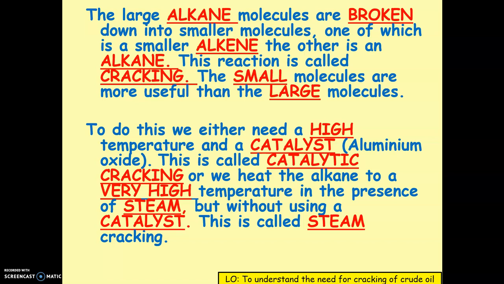To do this, we either need a high temperature and a catalyst, aluminium oxide, and this is called catalytic cracking, or we heat the alkane to a very high temperature in the presence of steam, but without using a catalyst, and this is called steam cracking, guys.